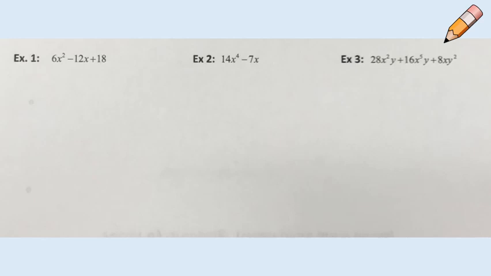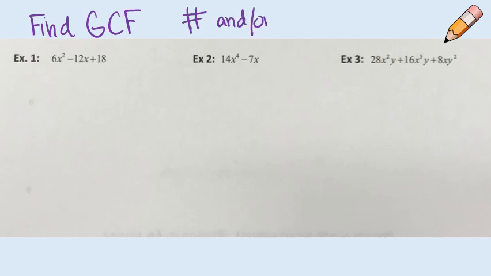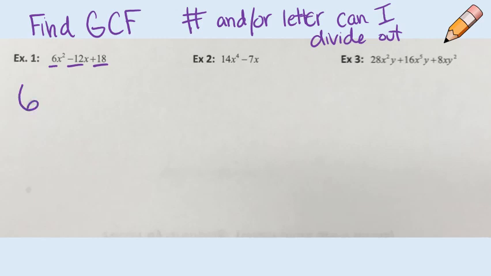Example 1. Our goal is to find our GCF, the greatest common factor. What number and/or letter can I divide out? So I'm just carrying those notes over since I don't have them in front of me, but you do. Let's take a look at our numbers here first. I have 6, -12, and 18. What number divides into all of those evenly? In this case, a 6.